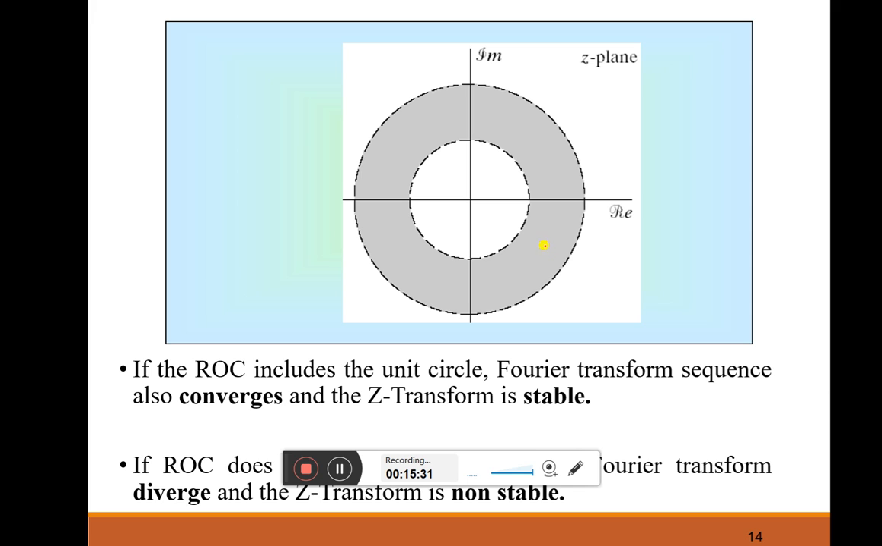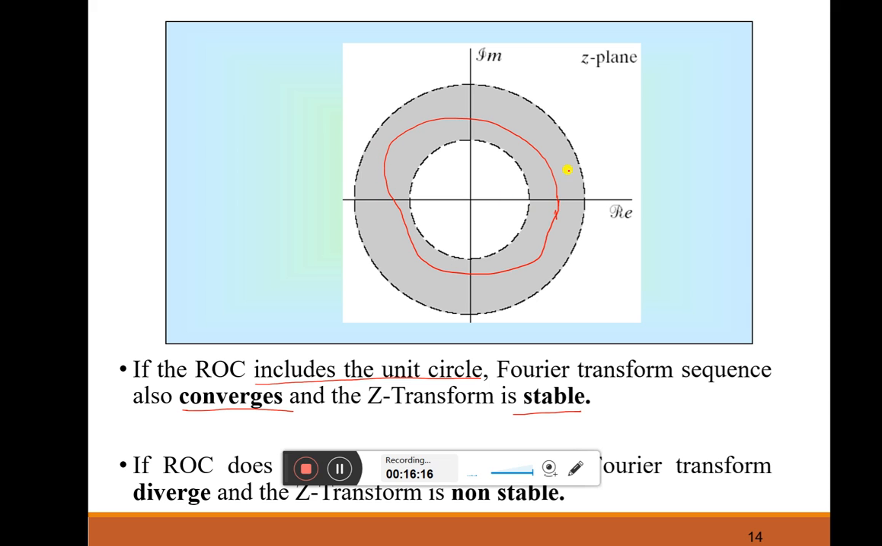Okay, so if ROC tadi, shaded region tadi, bahagian yang di lorek mengandungi unit circle, includes the unit circle, then the Fourier transform of the sequence converge. Converge tu dia boleh dicompute lah, and Z transform is stable. Otherwise, the Fourier transform diverge, okay, and the Z transform is not stable. Okay, so means that unit circle tadi satu kan. So unit circle tu mesti dalam ni punya ROC.